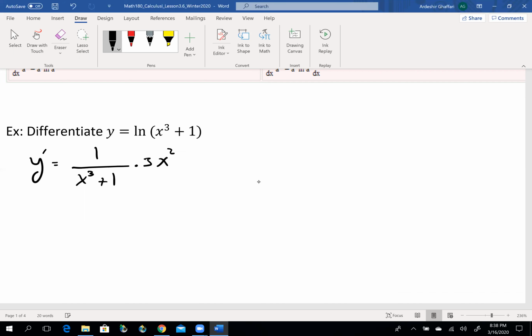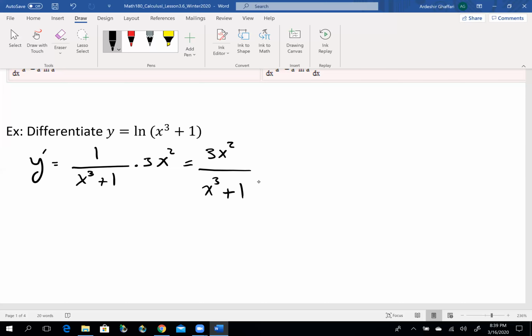And then if I multiply this, it is equal to 3x squared over x cubed plus 1. So the derivative of y equal to natural log of x cubed plus 1 is going to be 3x squared over x cubed plus 1.